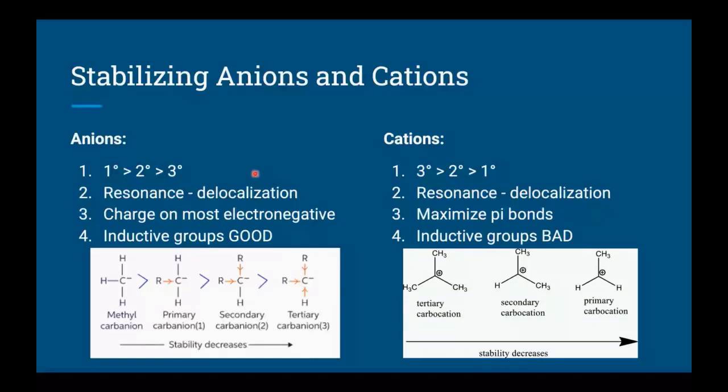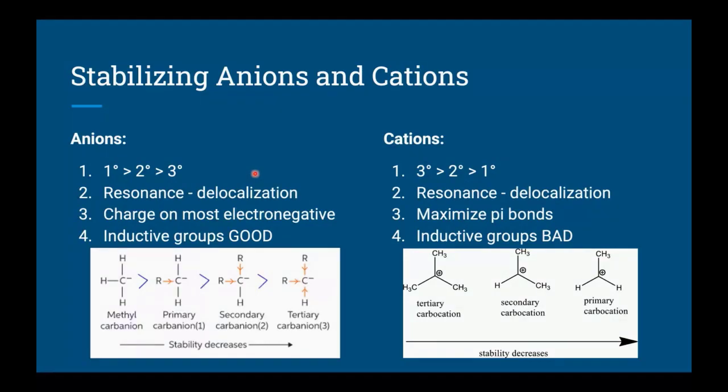On anions, remember that's a negative charge on a molecule. You're going to see that they want to be on primary carbons. They want to be on carbons that are not attached to a lot of electron donating groups. They don't want to be attached to a lot of methyls. They want a lot of hydrogens. And they like primary more, and then secondary and tertiary.